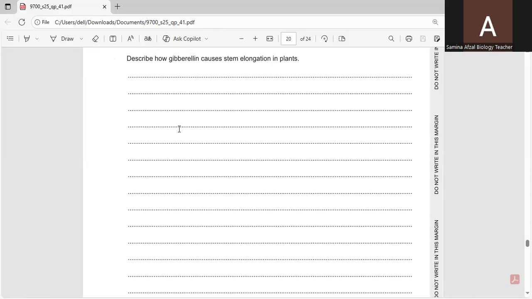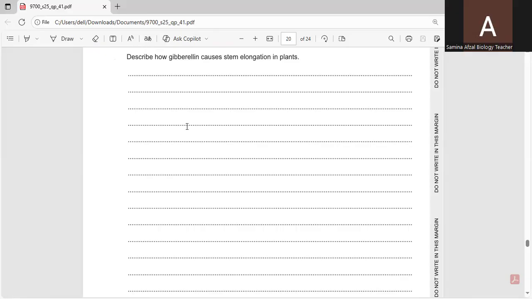Gibberellin is a plant growth hormone which helps in the elongation of stems. So we have to describe how this elongation takes place. Gibberellin causes stem elongation by influencing gene expression through a specific signal transduction pathway. This process primarily involves the degradation of a repressor protein, leading to the activation of genes responsible for growth.